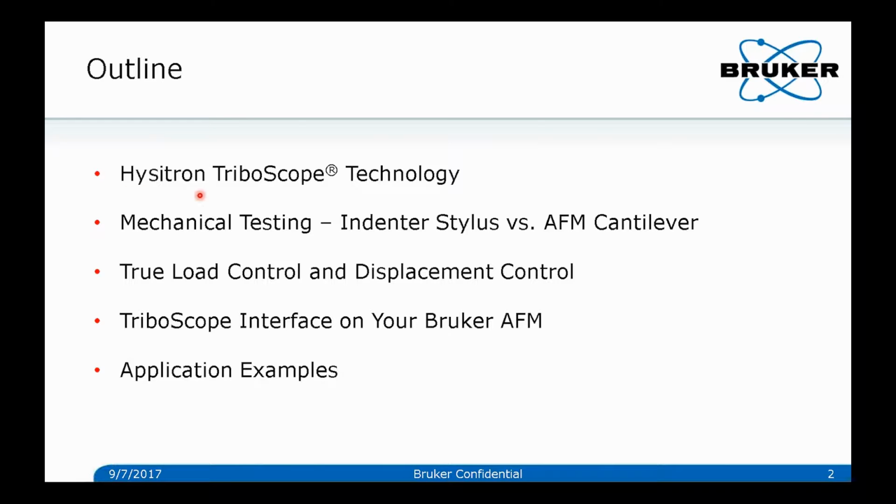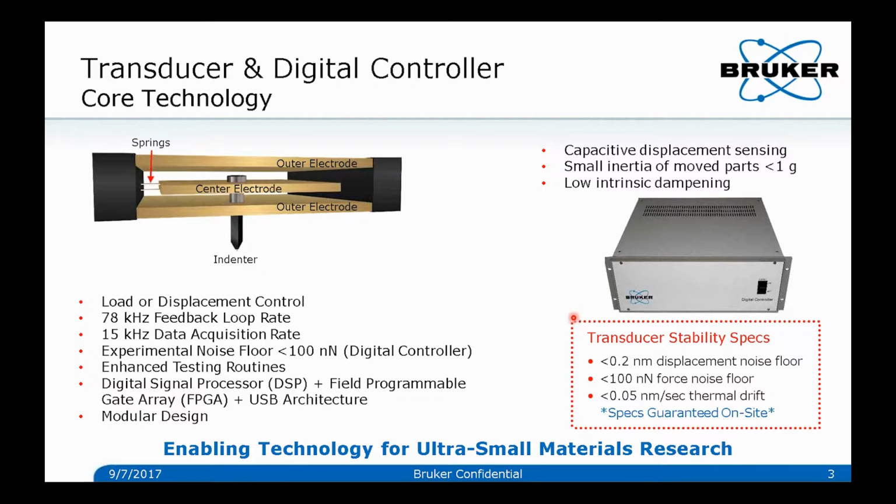I'll start by talking about the Hysitron TriboScope and the core technology and various components of the system. Then I'll talk about mechanical testing, the types of mechanical testing you can do with an Indenter Stylus versus what you can do with an AFM cantilever-based measurement. Then I'll talk about true load control and displacement control, which are the two modes that we use for the TriboScope instrument. I'll talk about the interface, how the TriboScope fits onto the Bruker AFM platform, and I'll finish by going through some application examples and a couple of typical material systems that you can test.